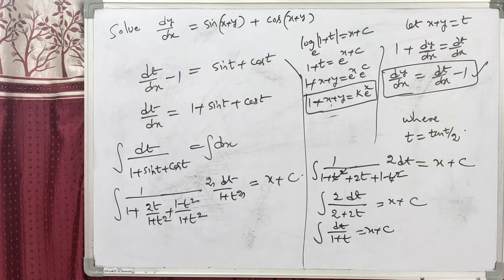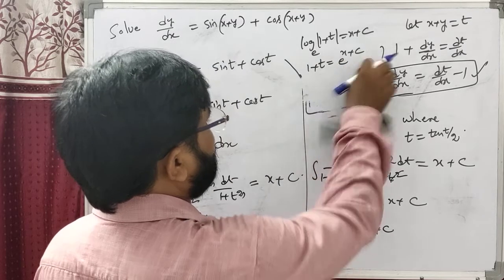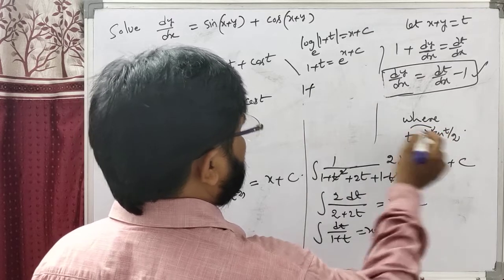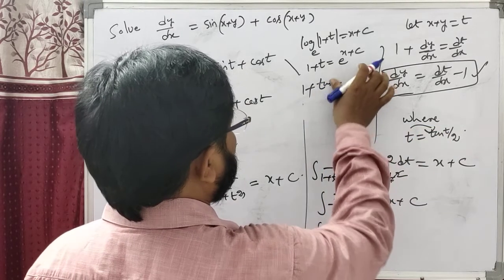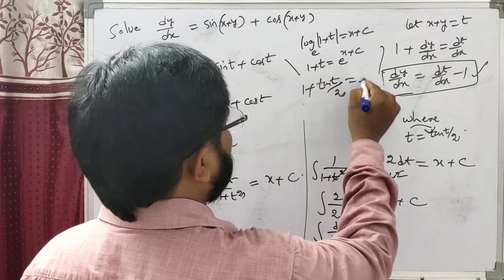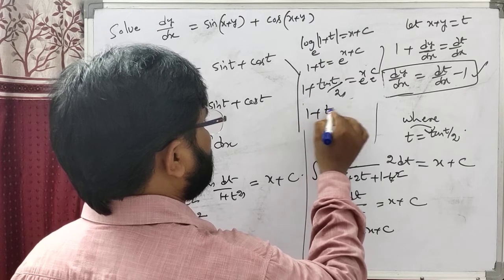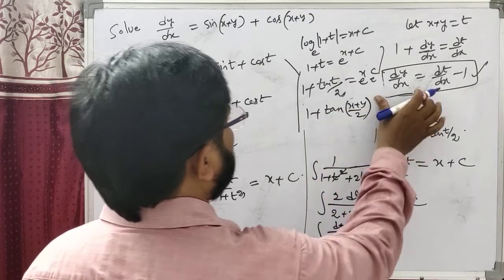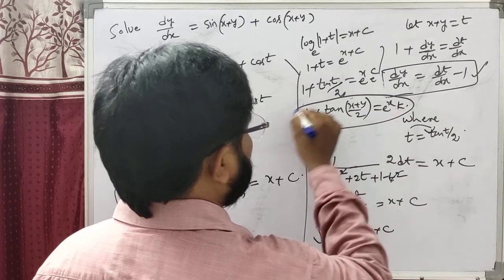Dear students, I made a small mistake here. First you can write 1 plus t, where t is tan of x by 2, equal to e power x into e power c. Therefore 1 plus tan of (x plus y) by 2 equal to e power x into k. Okay students, this is the answer.